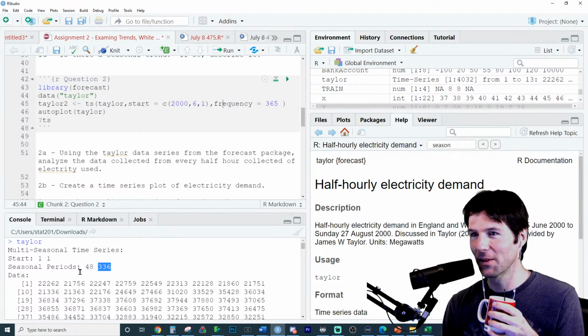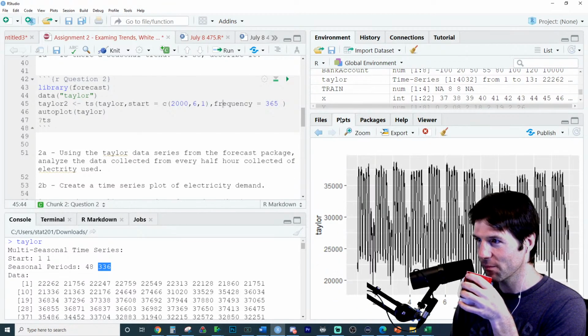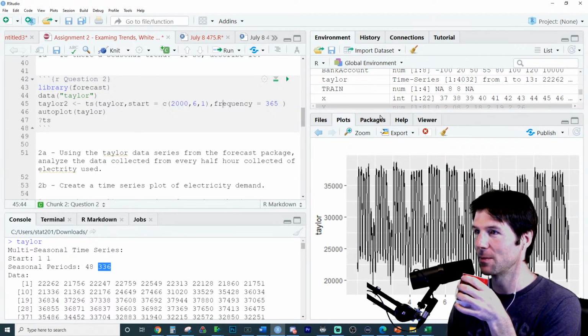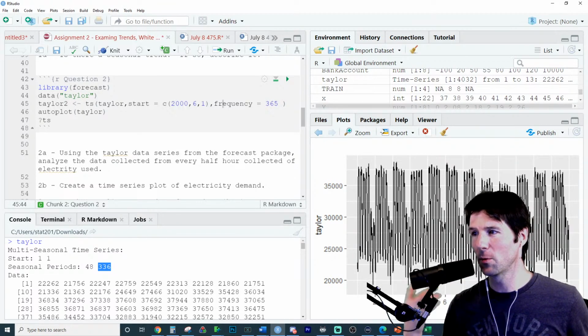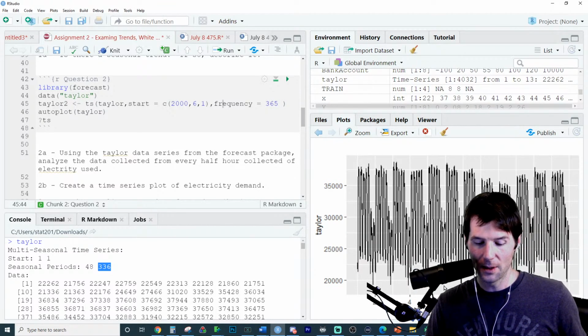Because you've got this seasonal pattern and this seasonal pattern, and you can see it. You can see seasonal pattern 1 and seasonal pattern 2. Don't worry that it doesn't have the weeks down below there in the days. It's okay.